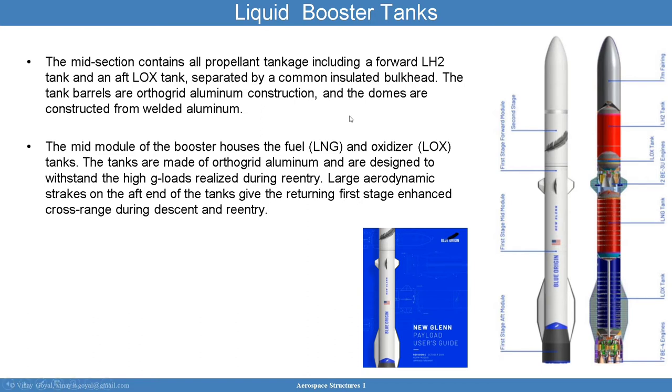They're using orthogrid aluminum designs, and they're really designed to take high G loads realized during reentry, because their approach is to recover the launch vehicle. Large aerodynamic strakes on the aft end of the tank give the returning first stage enhanced cross range during descent and landing.